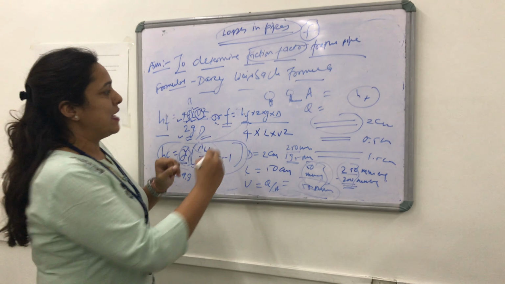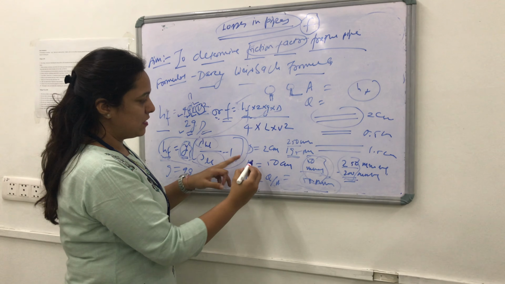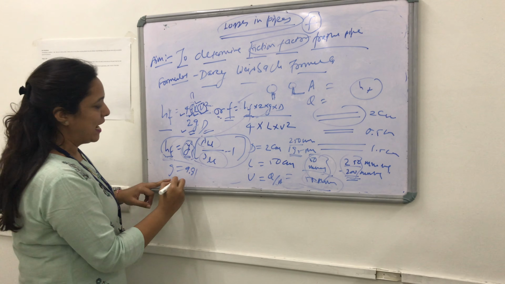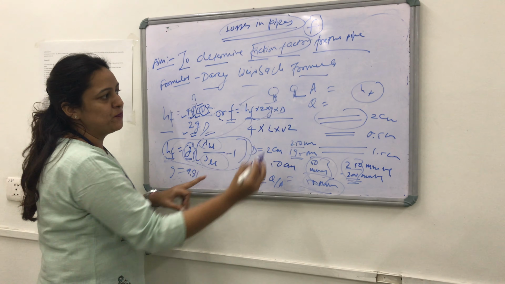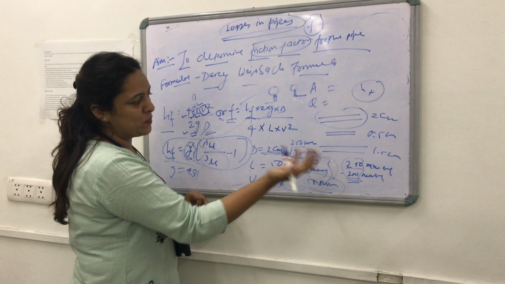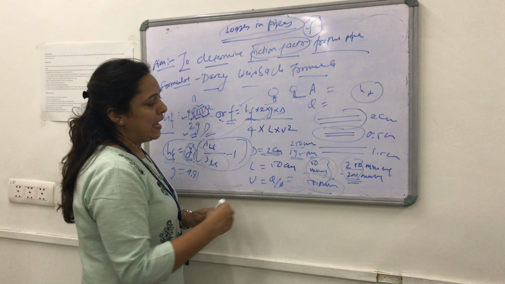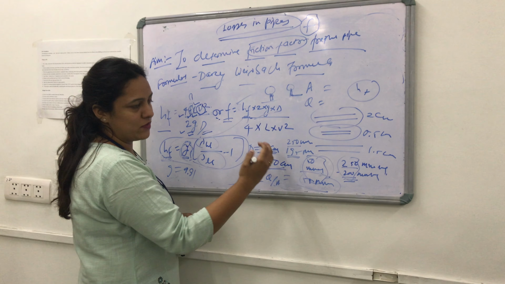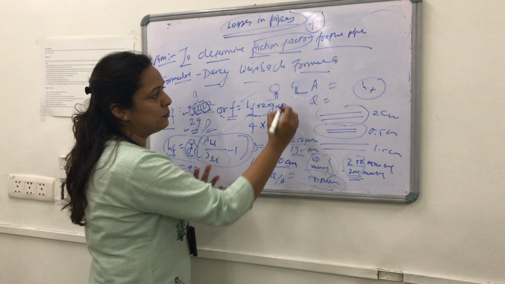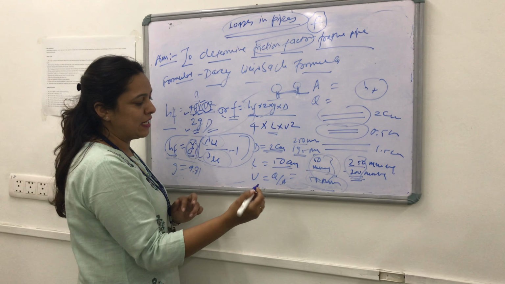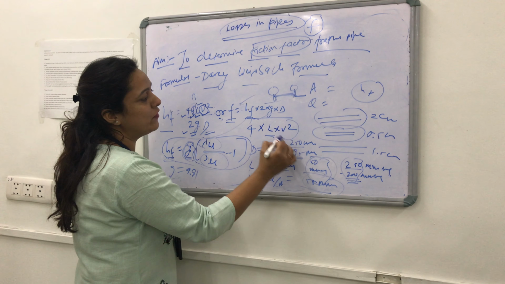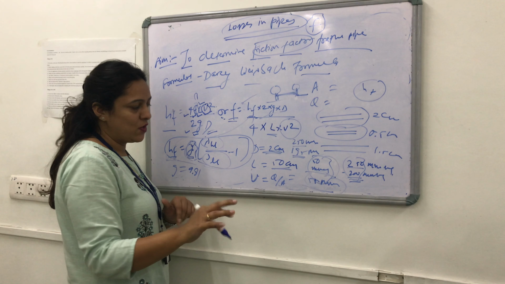Now HF is known, and G is 9.81. D is 2 centimeters because we are taking the reading for this second pipe. L is 50 centimeters, which I just measured as the length between the two sections from which we are taking the reading. And now what about V? V is the velocity, which we have discussed earlier.